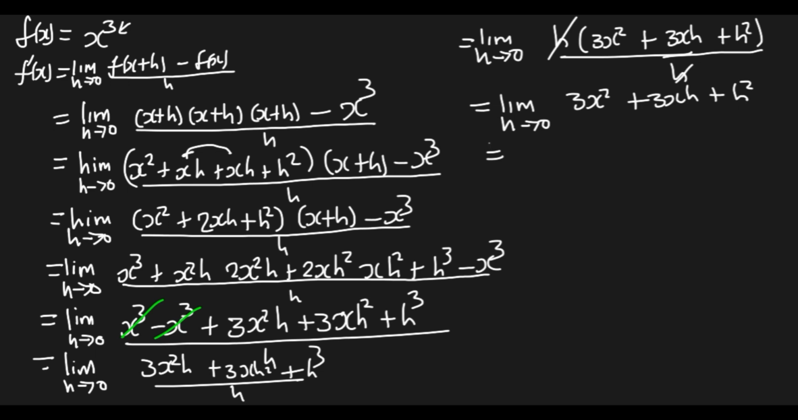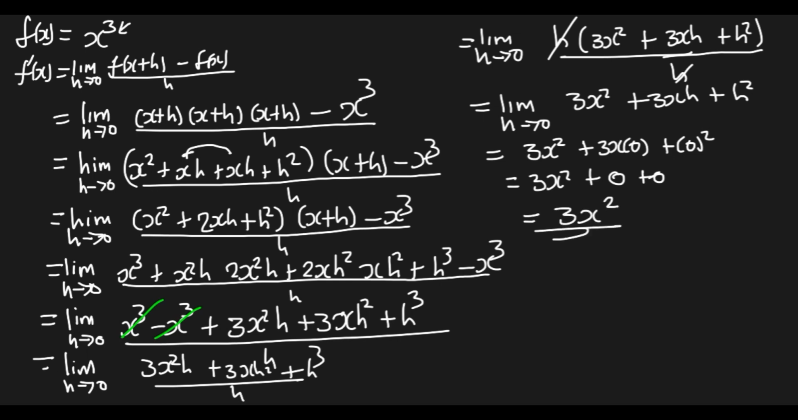Now after you are done factorizing and cancelling, you substitute where there is h with 0. So you have 3x squared plus 3x where there is h, 0, plus 0. Then you can see after you substitute where there is h with 0, this expression should not be written in the next step. So we have 3x squared. 3x times 0 is just 0. 0 squared is just 0. So our final answer is 3x squared.